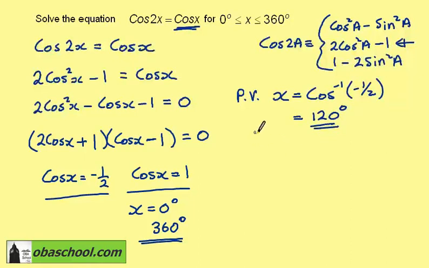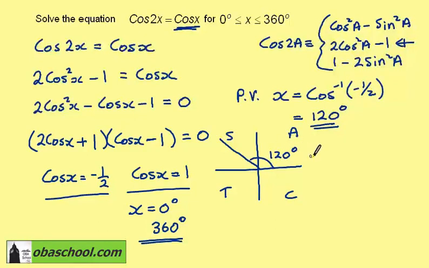We can draw a CAST diagram. So we have A, S, T and C, and 120 degrees is here. Since we have a cosine which is negative, the other must be in the T quadrant, and symmetry says it must be 120 degrees from here.